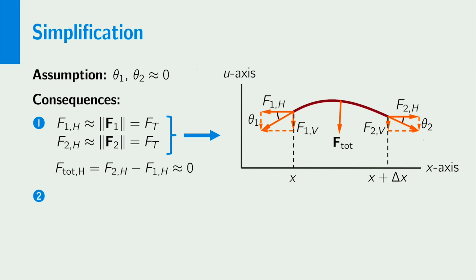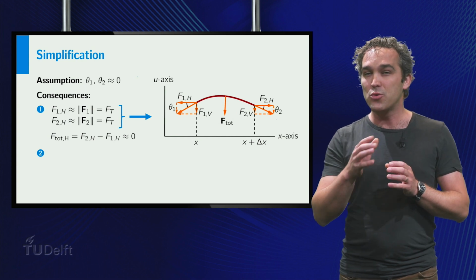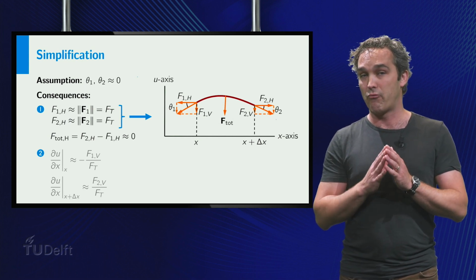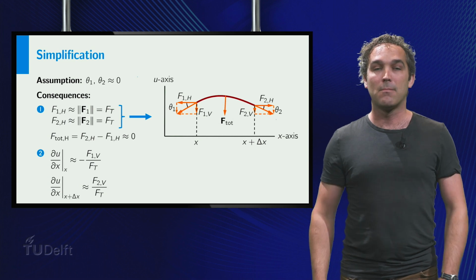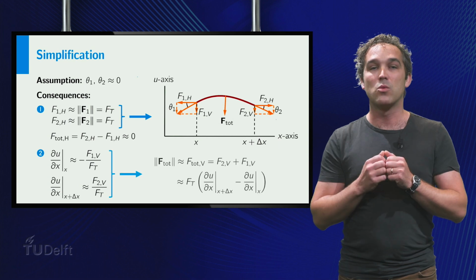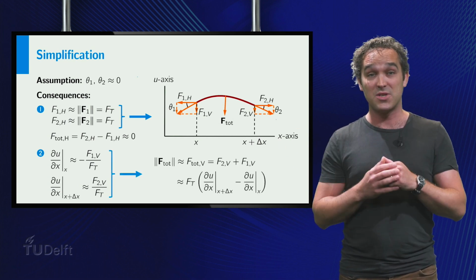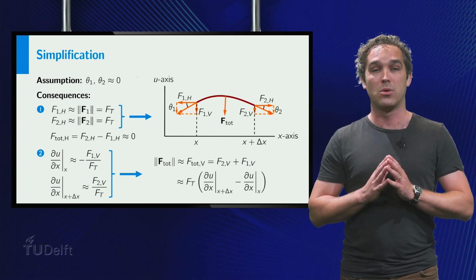Well, now that we know the force must be vertical, can we also find its magnitude? Sure. It turns out that the vertical components of F1 and F2 are related to the slope of the curve, which is du/dx, at both ends. I want you to pause the video here and show yourself that the following relations are true. Did you succeed? Finally, we combine both vertical components to obtain an expression for the total force acting on the rope segment in terms of the derivatives of u.